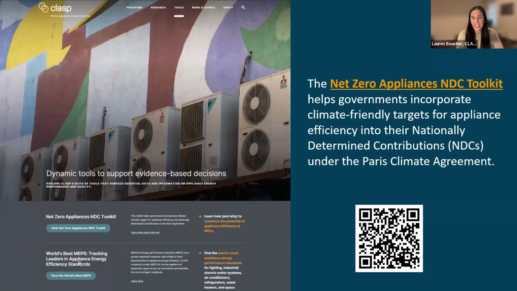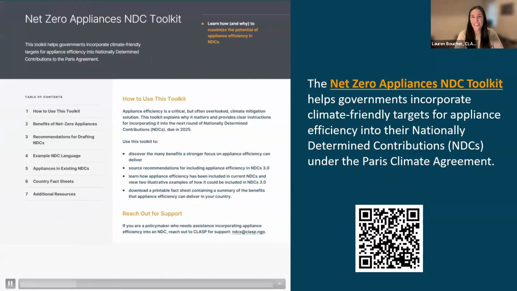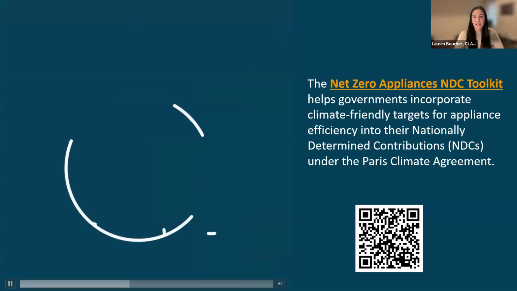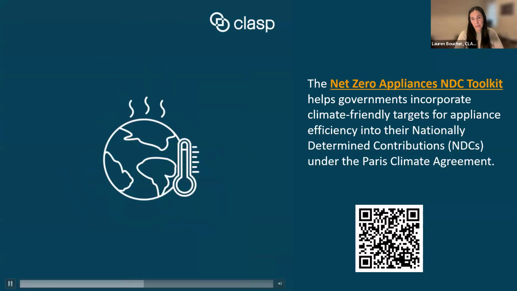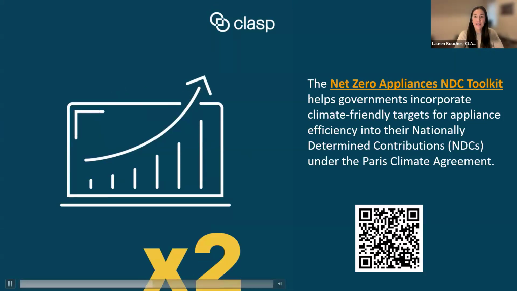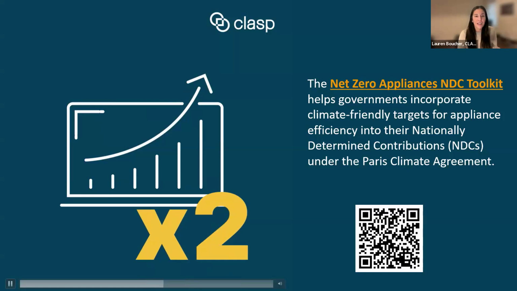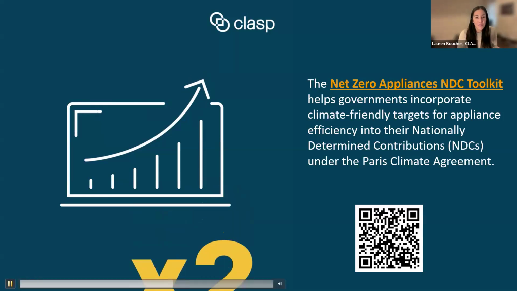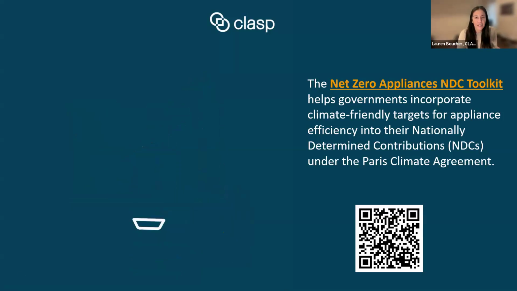So last fall, CLASP launched the Net Zero Appliances NDC Toolkit. This is a resource for policymakers, but also other stakeholders supporting NDCs. It explains why appliances matter and provides clear instructions for incorporating appliance efficiency into the next round of NDCs. So I will share my screen and we can take a quick tour of the appliance toolkit now.